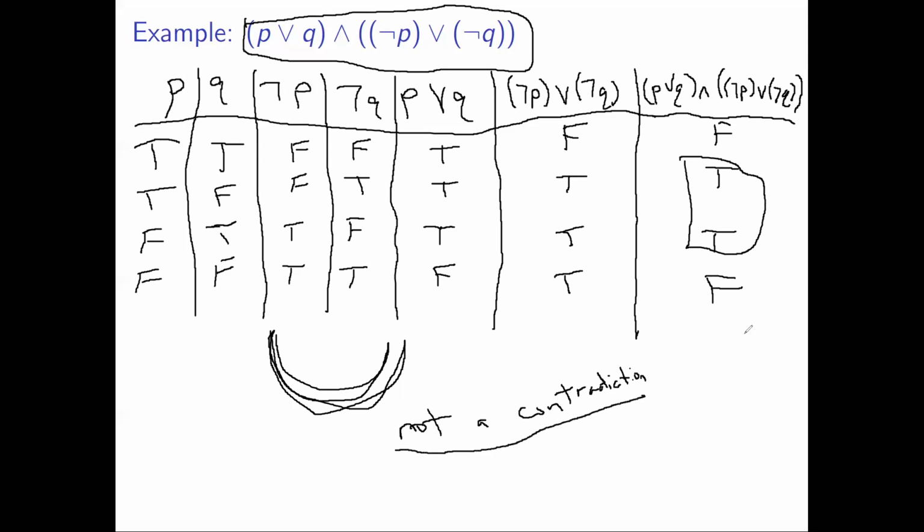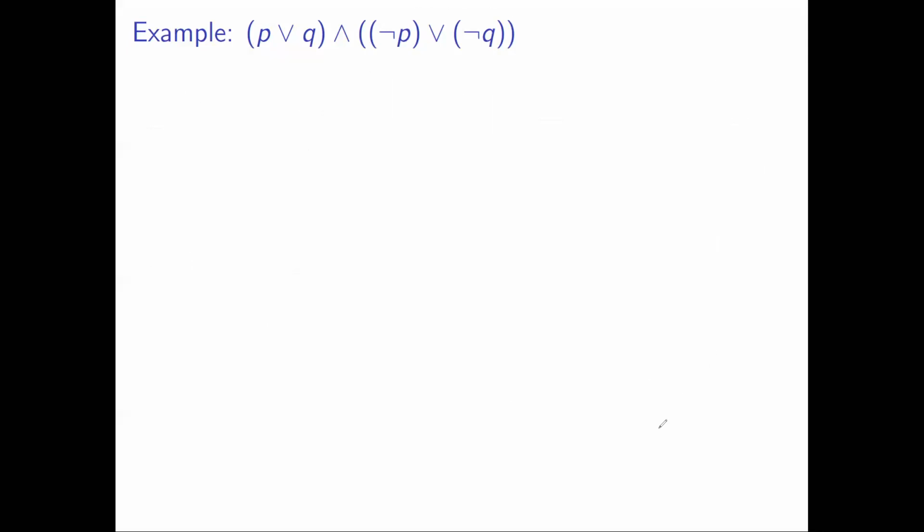Okay, so I think we have one last example. So that's our last potential contradiction. But in order to determine whether or not it's a contradiction, we will fill out its truth table. Again, we have a proposition with two propositional variables, a P and a Q.